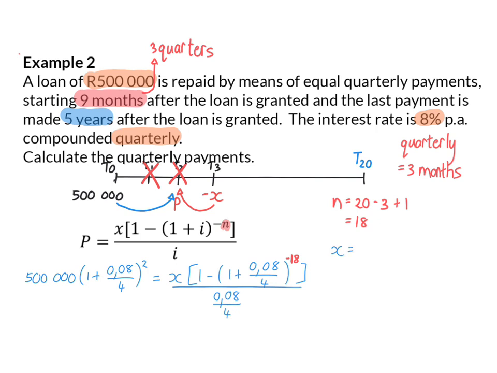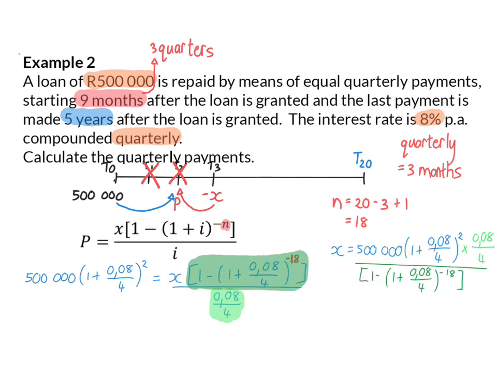To solve x, I'm going to take the value on the left and then multiply that with the I that is divided on the right, and then the bracket that is multiplied to x will be divided. The quarterly payment will then be 34,698 Rand and 43 cents.